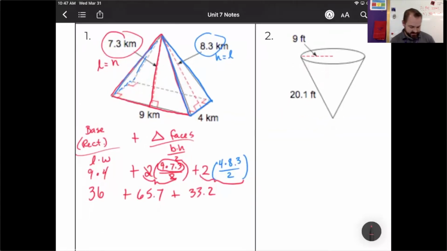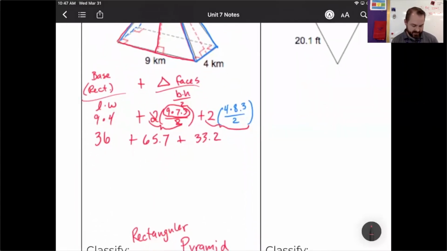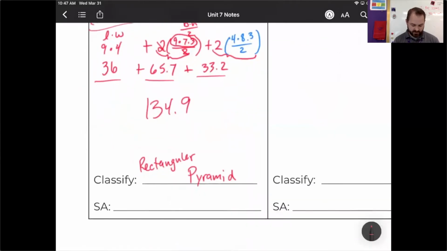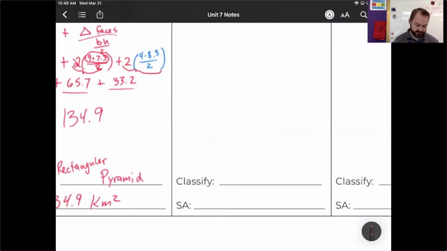So we're going to add these together now. This will go a little quicker once you get more practice at doing this. When I add these 3 main chunks, I get a total surface area of 134.9. And so to fill in my blank here for my SA surface area, it's 134.9 square kilometers. Okay, let's try and move on to the next one.